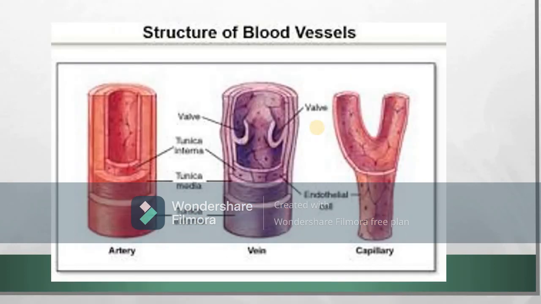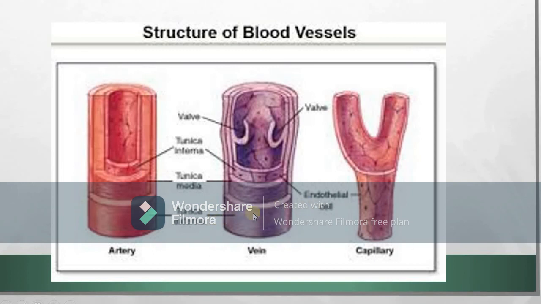Here is the structure of the blood vessels. There is a center which contains the lumen, surrounded by the wall. The innermost layer is called the tunica interna. Then this is the middle layer, called the tunica media. Then the last one is the tunica externa.